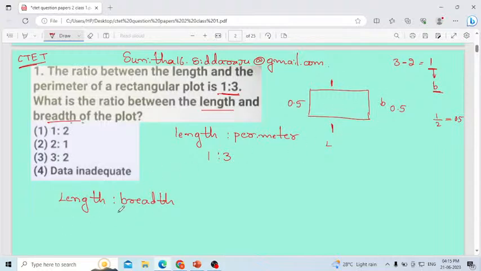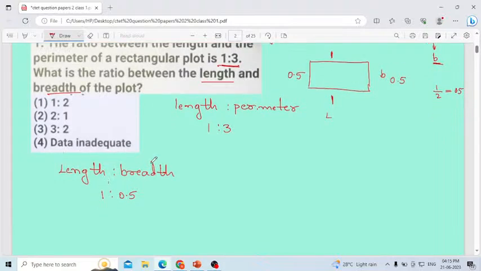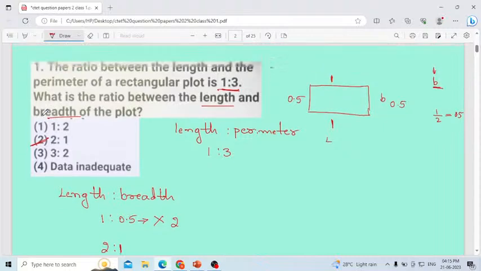Here they are asking the ratio. The length is 1, the breadth is 0.5. But you don't have any ratios here. They are not given any ratios here. But you can convert: multiply this ratio with 2. You will get 2:1. You have this answer here. 2:1 is the length and breadth of the given rectangular plot.